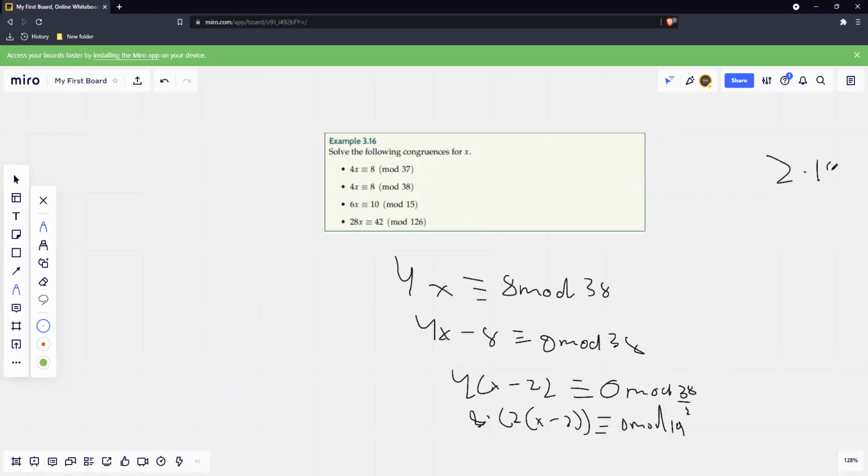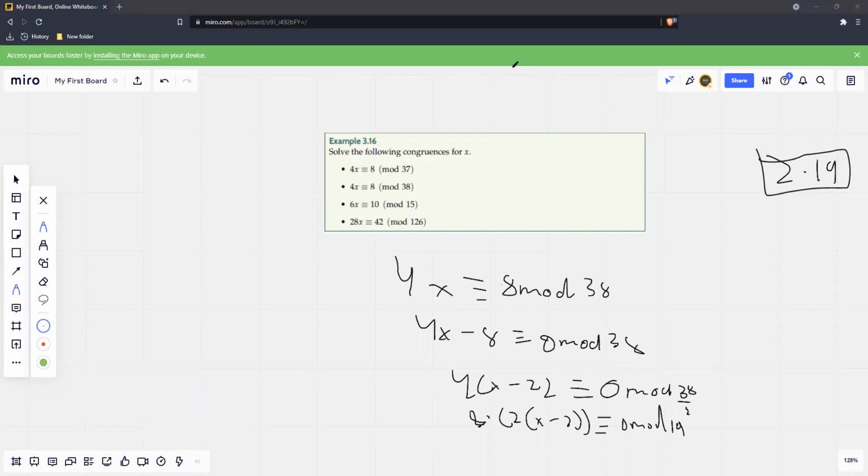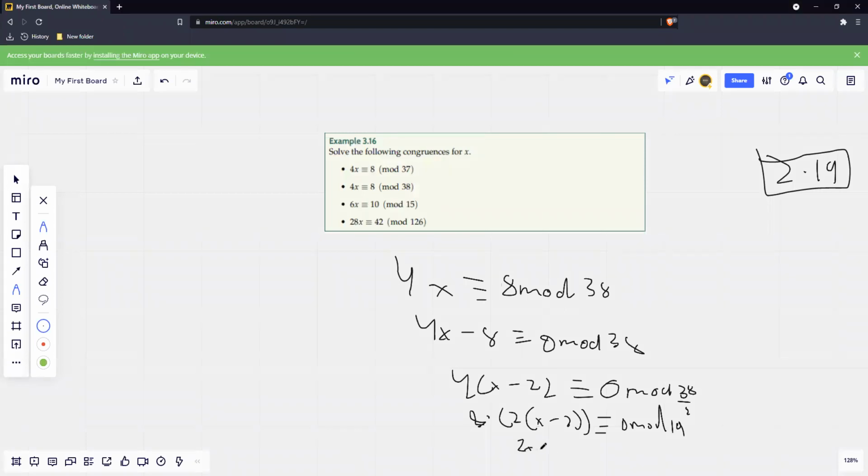For a number to be a multiple of another, we already learned that it needs to have this in its prime factorization and anything else. This is the bare minimum. Okay, so we can make this into 0 modulo 19, and then we have 2x minus 4 is congruent to 0 mod 19, and 2x is congruent to 4 modulo 19 by adding.